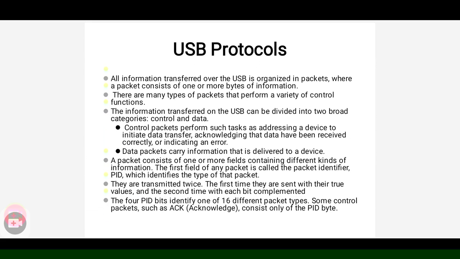Next, what is USB protocols? So all the information that is transferred by using USB is organized as a packet. These packets may contain one or more bytes of information. There are two types of packets. One is control packet, which is used for control signals, and data packets which carry actual information. A packet consists of one or more fields containing different kinds of information. The first field in each packet is known as a packet identifier, which identifies the type of packet, otherwise known as PID.